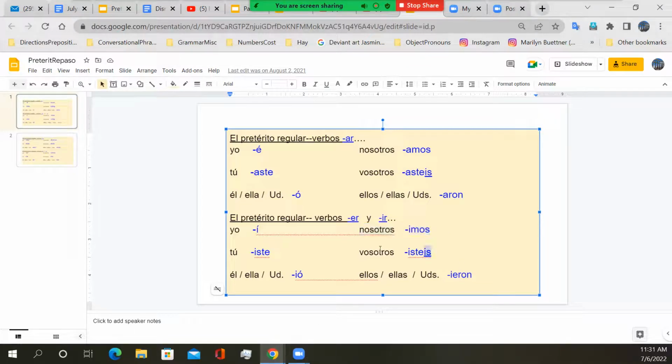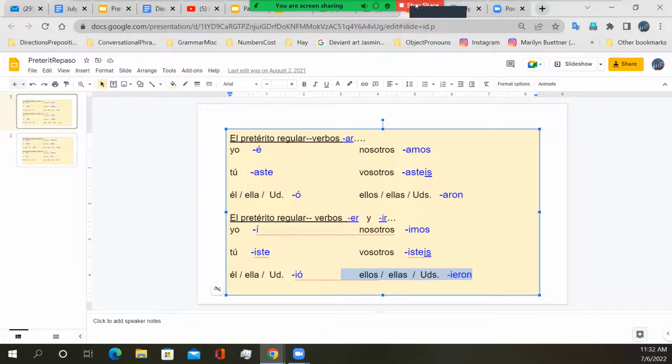We're skipping our vosotroses because those are not used in Latin America, but you can see that they take the tú form and tag an is on the end of it. That's what they do. Ellos or ellas or ustedes gets not aron with an A in it, but ieron, I-E-R-O-N. So, comieron, they ate. Bebieron, they drank. Aprendieron, they learned. Okay. Vendieron, they sold. So these are the regular endings that you use to form regular verbs in preterito.